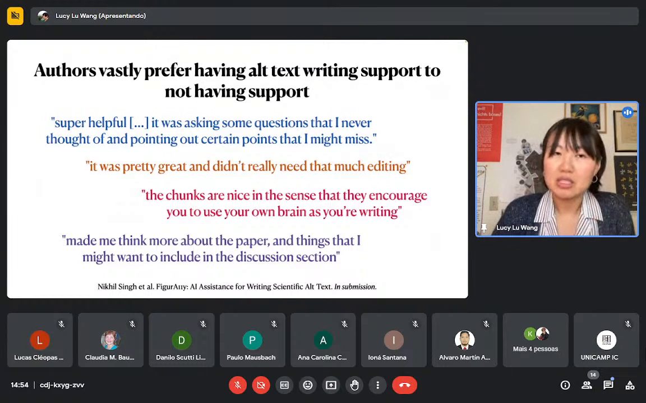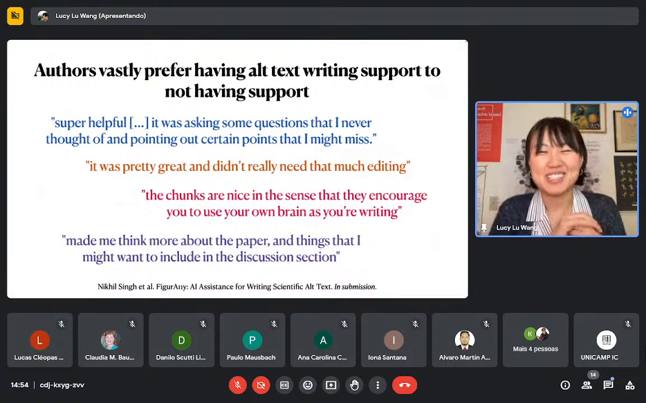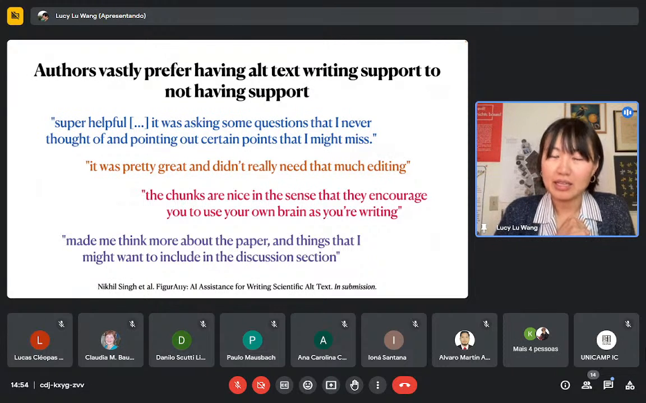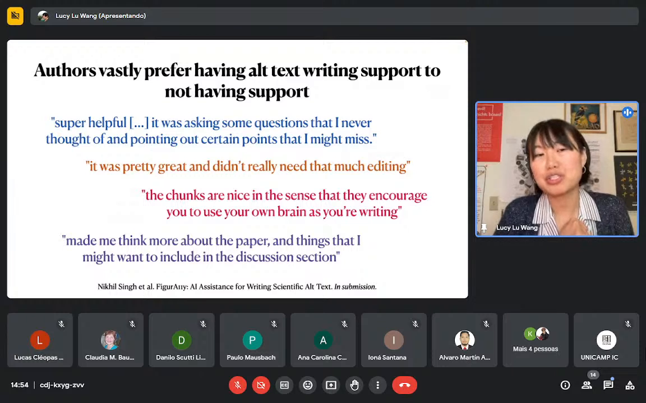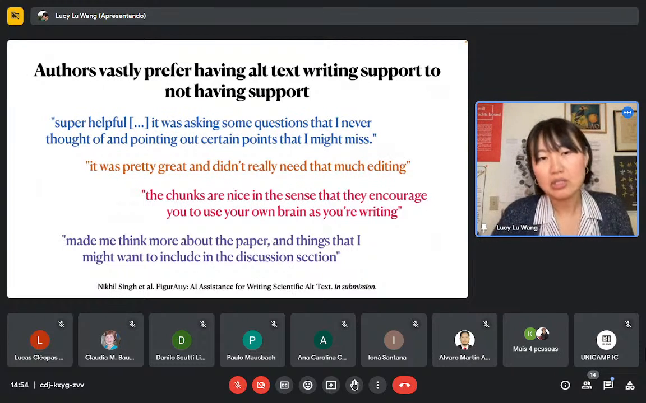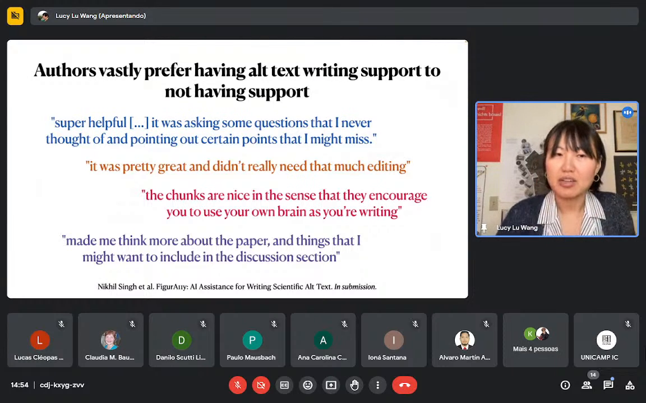And yet other participants made some interesting observations. So, for example, the generation feature we had encouraged them to use their own brain as they were writing rather than just defaulting to the model generation, which is always a good thing. And also another user commented that the writing support encouraged them to think about the paper and the text that they might want to include in their discussion section. So helping them to think beyond the alt text. So these are really positive observations for this kind of collaborative authoring interface, where we enhance the productivity of the author while maintaining their involvement in the process.